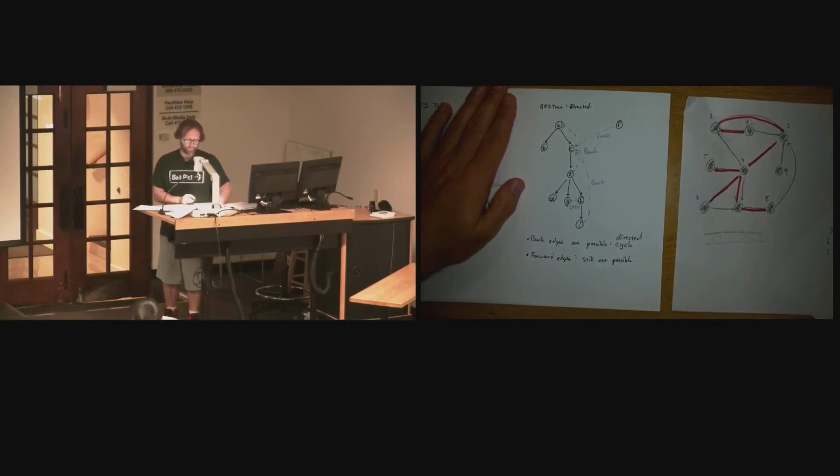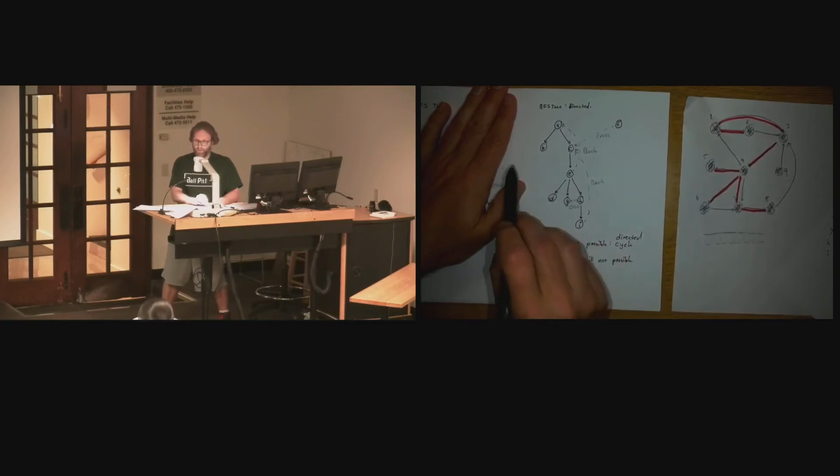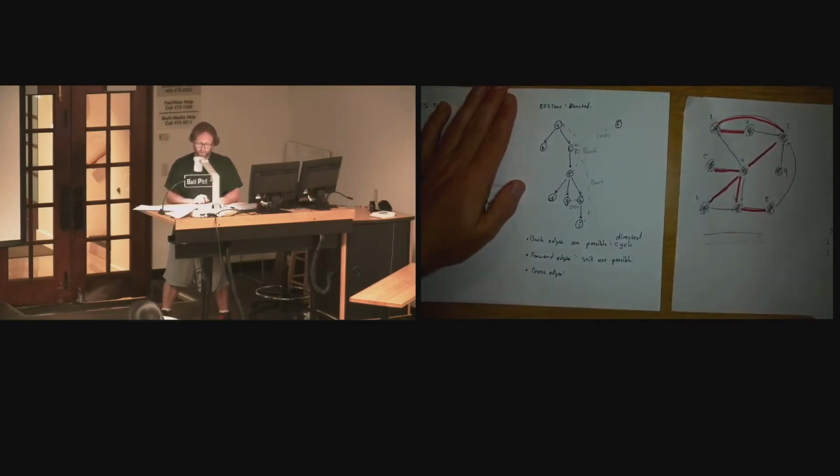Okay. What about cross edges? Cross edges can connect siblings. They could connect distant cousins. They could connect between components. Okay?